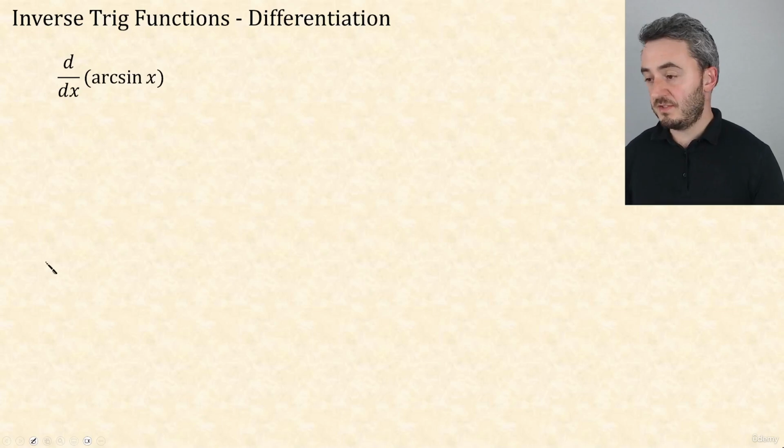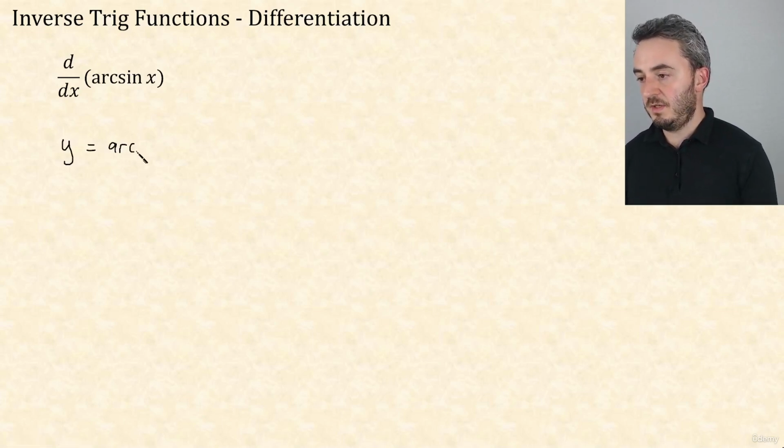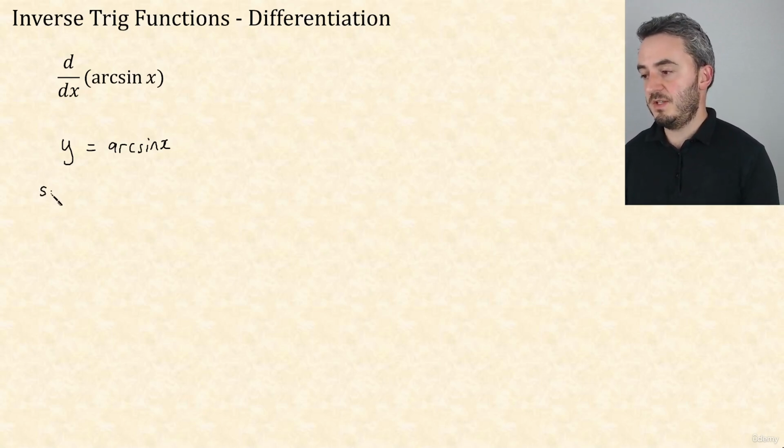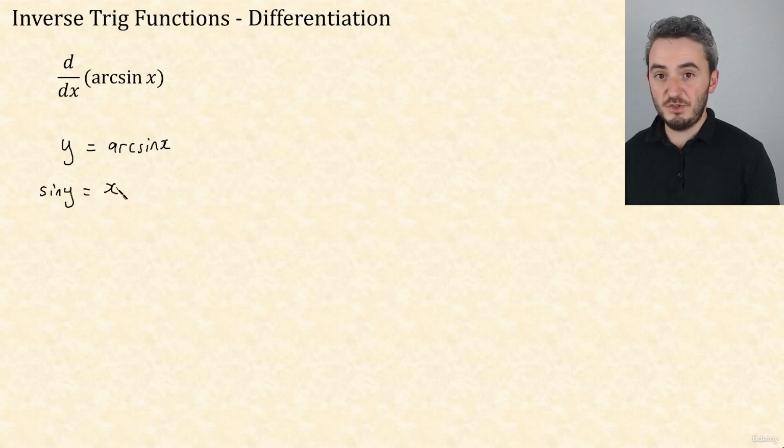The trick here is to start by writing y equals arcsine x. It's a very subtle change, but there was no y originally. The challenge is to just differentiate arcsine x. Introducing a y helps us out because we can take sine of both sides, giving me sine y equals x. Remember, by definition, sine of arcsine x is just x, because arcsine is the inverse of sine.